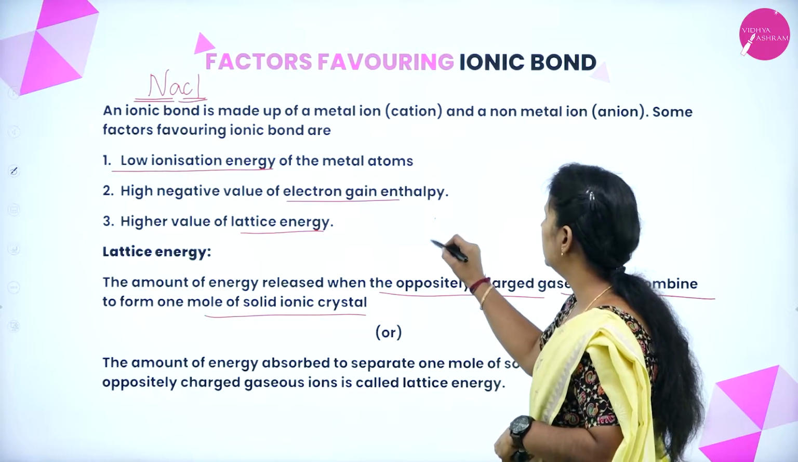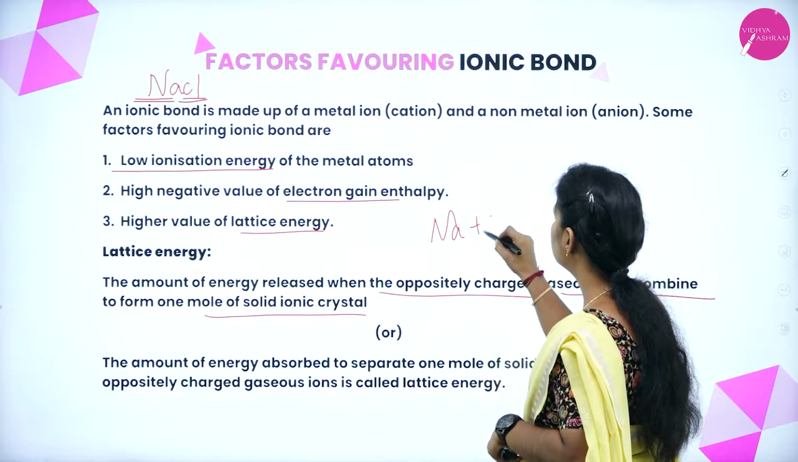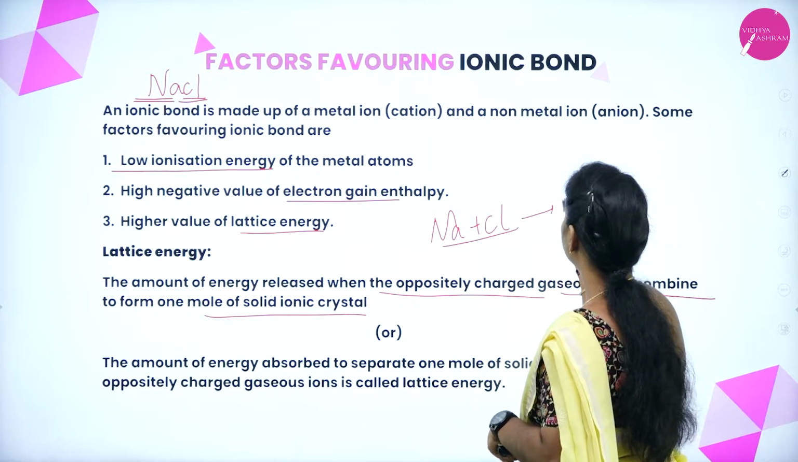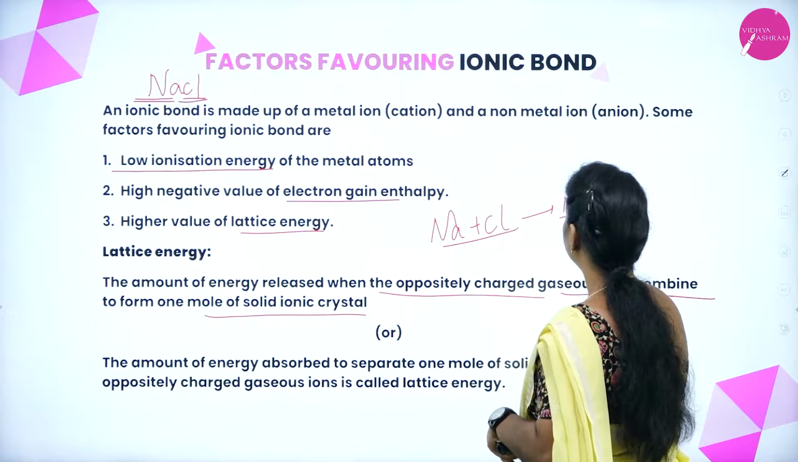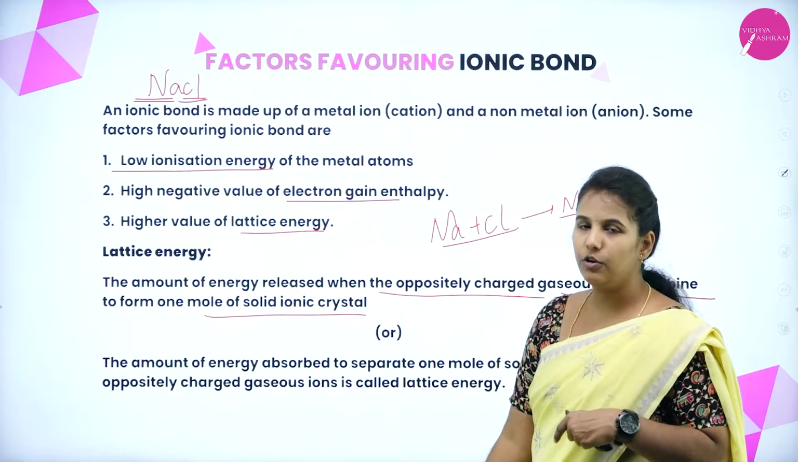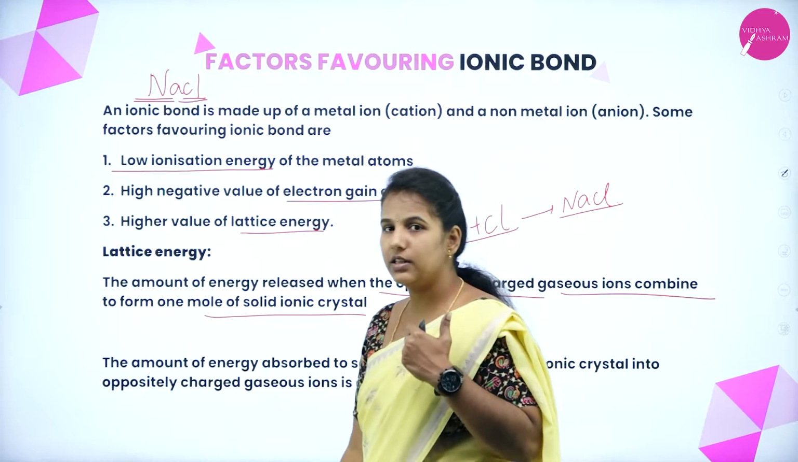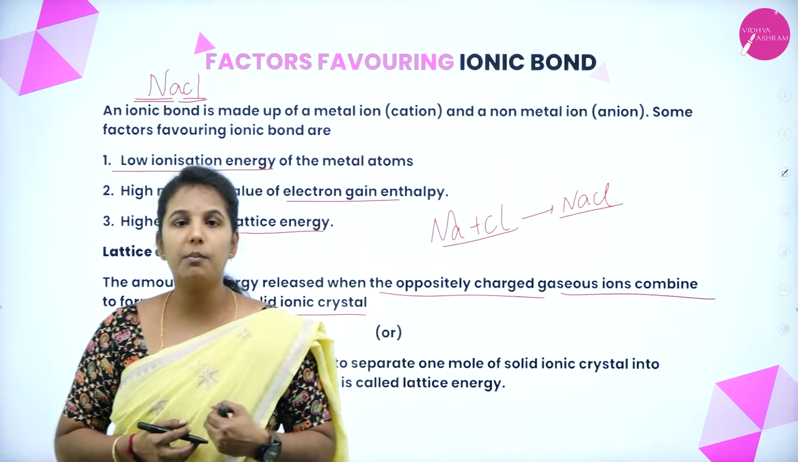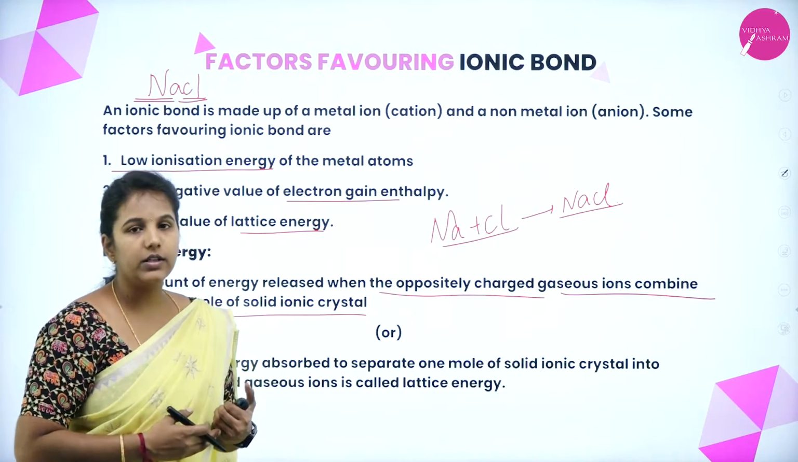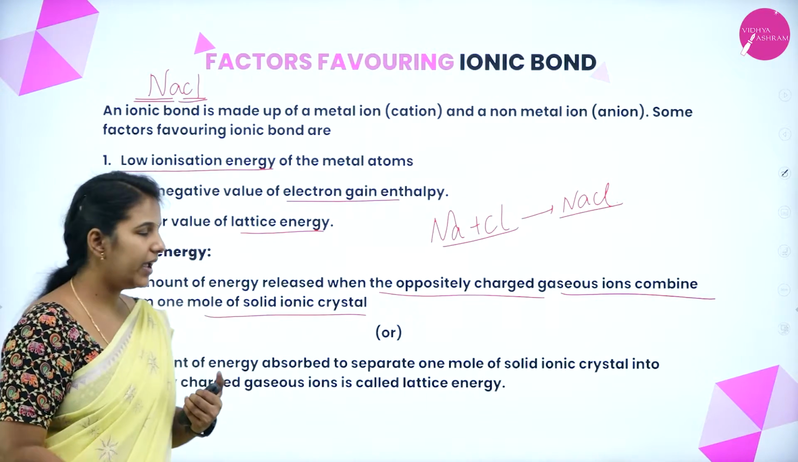You can see that sodium combines with chlorine. It forms what? Sodium chloride. So, in this example, one element is in solid state, one is in gaseous state. It combines to form what? Solid. So, that is known as lattice energy.